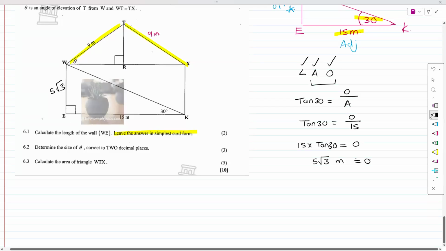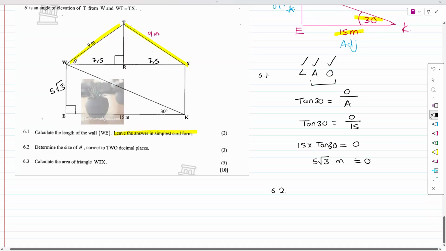It doesn't seem too easy, but we can calculate it. I think it is done, right? So let's go with WR. Is there any way for you to know what WR is? I know the full length of WX is 15. So what would half be? 15 divided by 2, which is 7.5. So we know that this is 7.5 and 7.5.